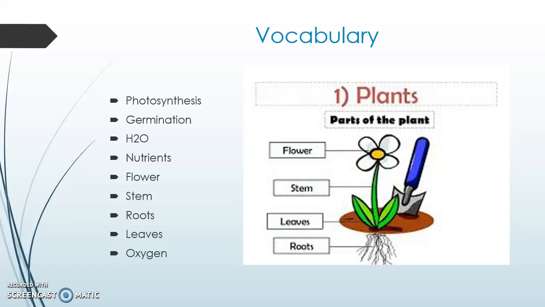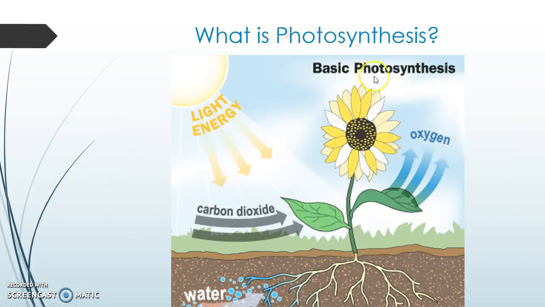Here's a vocabulary list we're going to be working on during this unit. Some of the words we're going to be learning are photosynthesis, germination, H2O, nutrients, flower, stem, roots, leaves, and oxygen. In your buddy pairs, you're going to be working from your vocabulary notebooks. We're going to look these up in our desk dictionaries, and you're going to write down your definitions along with a little picture to help you remember what each of the words mean. When we finish with this, we're going to go and look at what photosynthesis is.